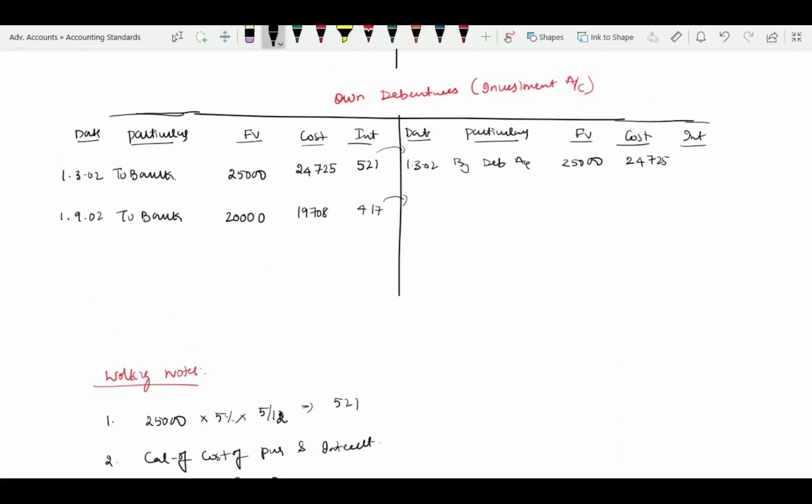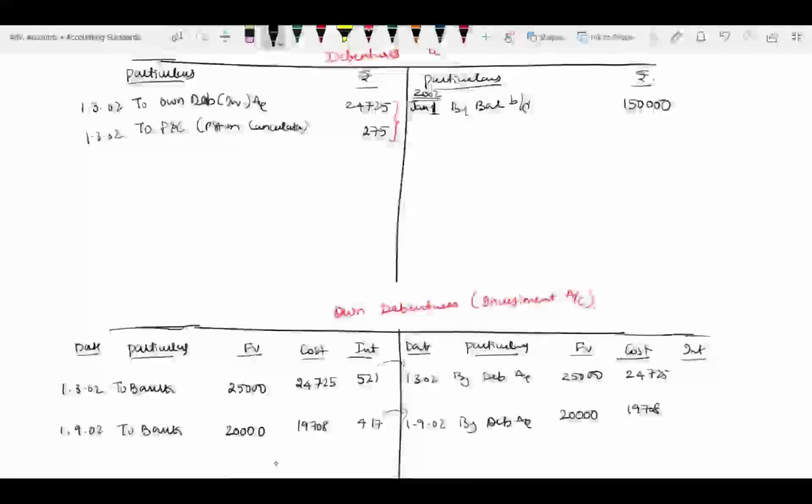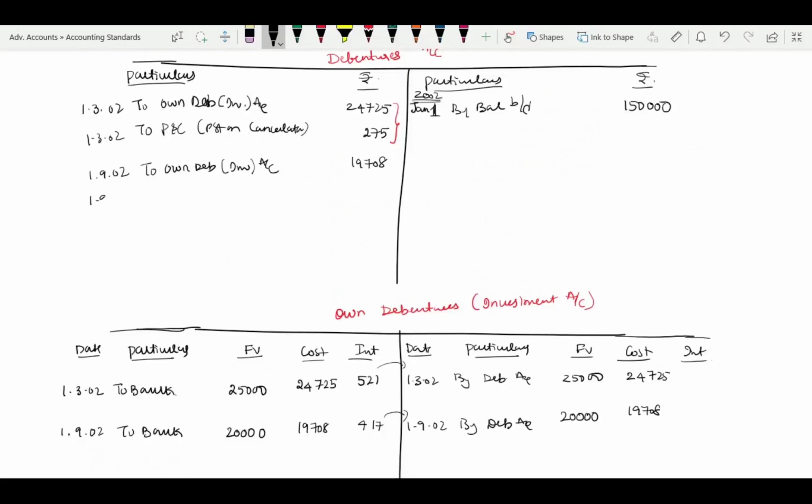So the same day it has to be transferred to debentures for cancellation. Therefore 1902. So by debentures account, face value 20,000 we are supposed to cancel, and cost is 19,708. So in the debentures account, it is 1902 to own debenture investment account, which amounts to 19,708, and the same 1902 to P&L. It is profit on cancellation, which is 417. That's it, my dear friends.